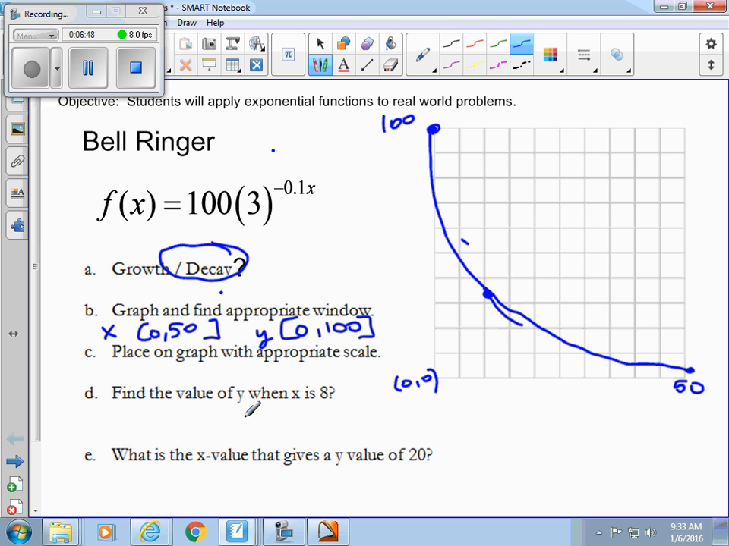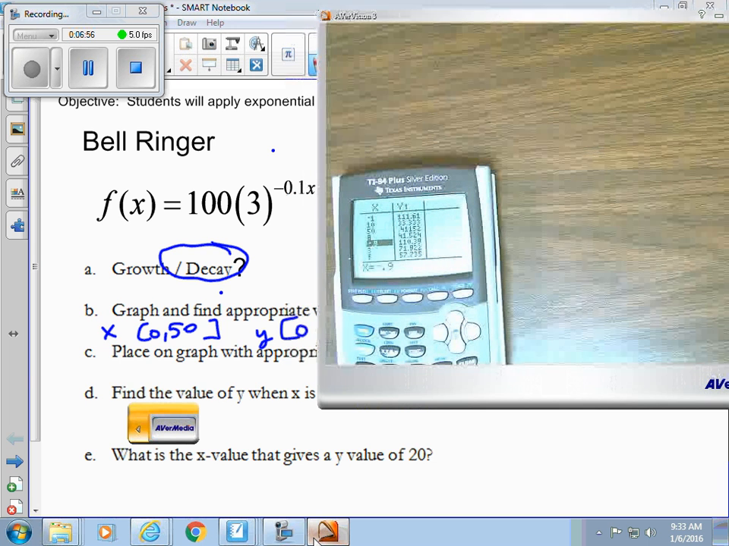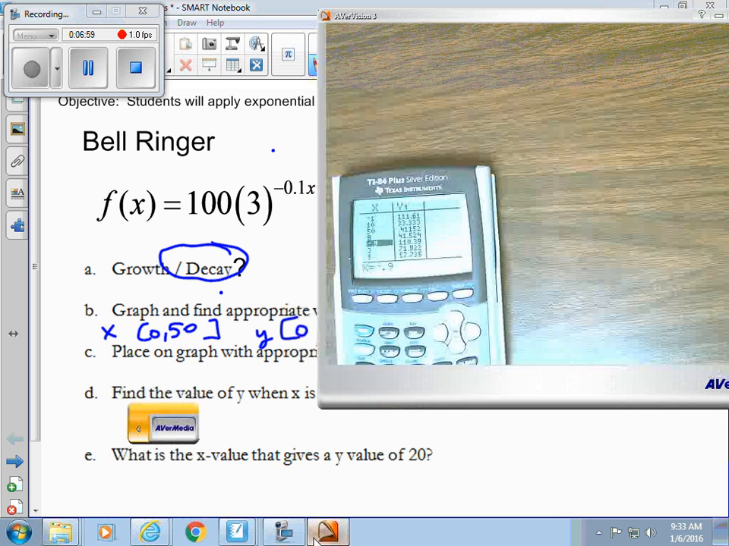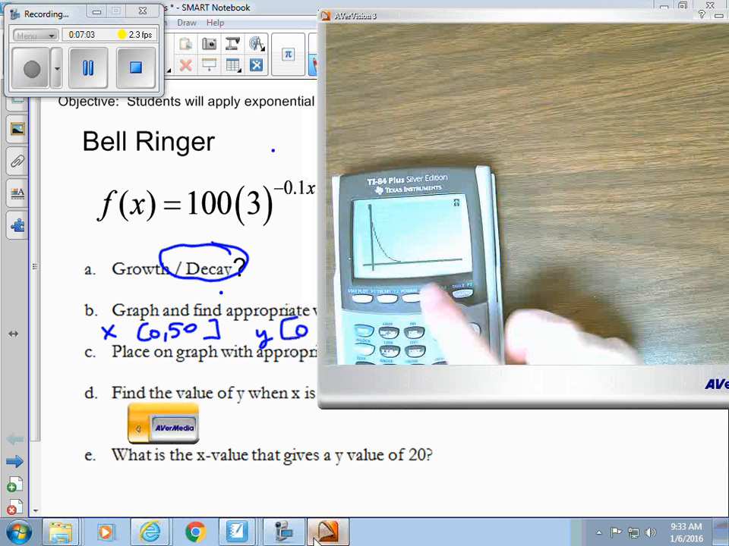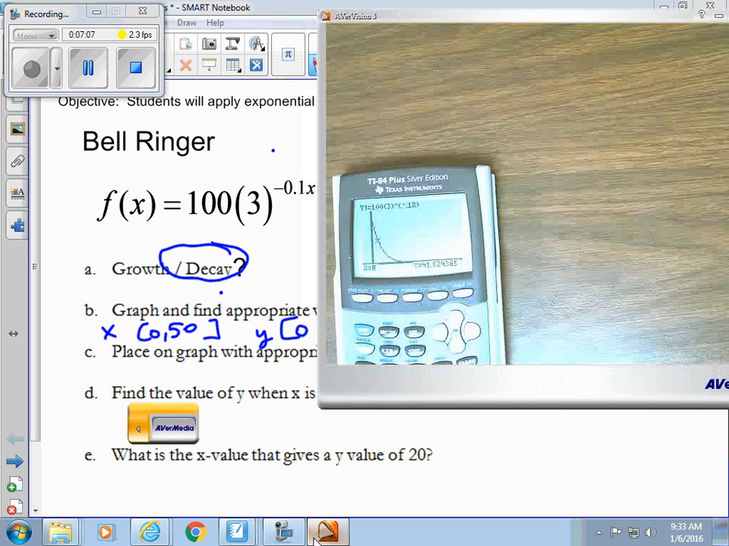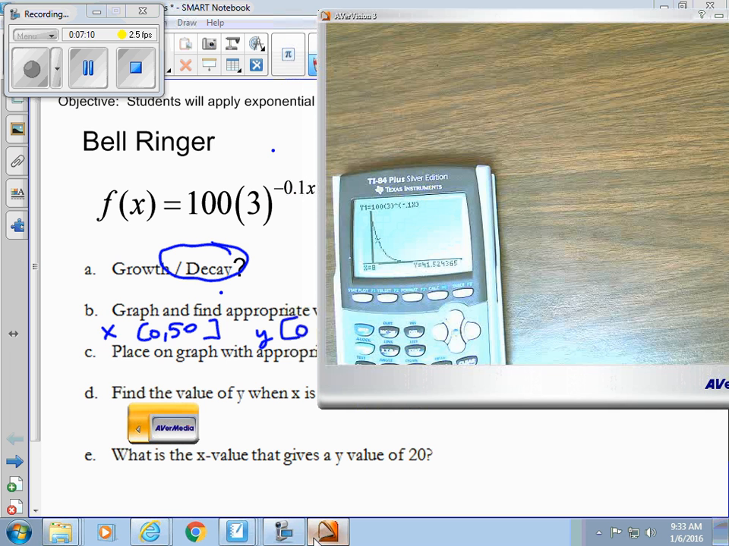Find the value of y when x is 8. What's a quick way to do that? Good. Use your table, type in 8. 41.524. The other way to do that is if you're on the graph screen, you can go to second trace, value, and type 8 for x there as well. Either way, both work great. 41.524.